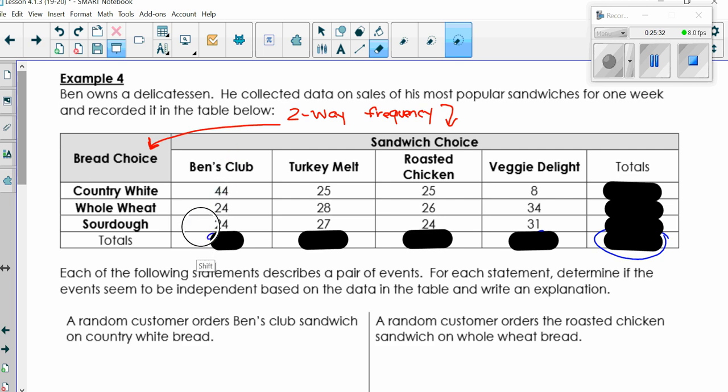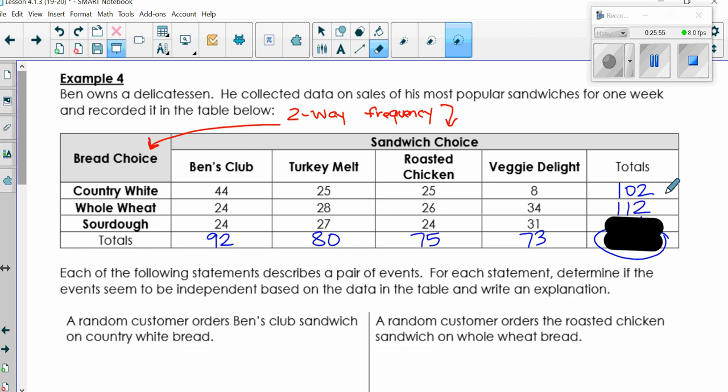So Ben's Club has 92. Turkey melts, there's 80. Roasted chicken, there's 75. Veggie delight, there's 73. And then be very careful how you're putting these in. These numbers are going to influence our next problems. Sandwiches made on country white, there were 102. Sandwiches made on whole wheat, there were 112. Sandwiches made on sourdough, there were 106. If you add up the totals for the row and for the column, you should get 320. That's a good way to check your work. If you don't get the same thing left to right and up to down, then you definitely made a mistake. Okay, you will always get the same thing.